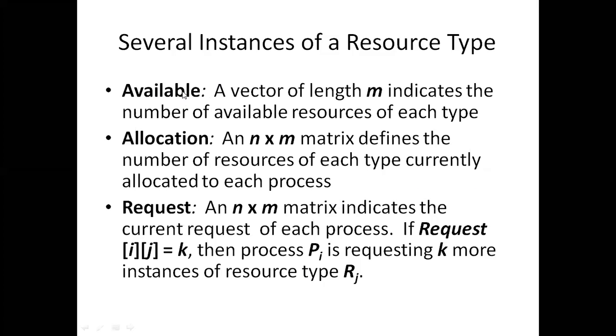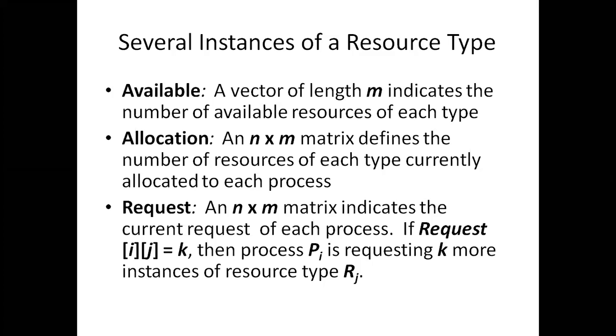Available means the available number of resources of each type. Allocation means how many resources are allocated to the process. Request, the maximum number of resources requested by the process. Max means, for example, you require 8 resources, but allocated is 6. Have you got my point? The maximum resources required by the process is 8, for example, but you allocate only 6 resources. How many are still required by the process? 8 minus 6 equal to 2. It requires 2 resources.